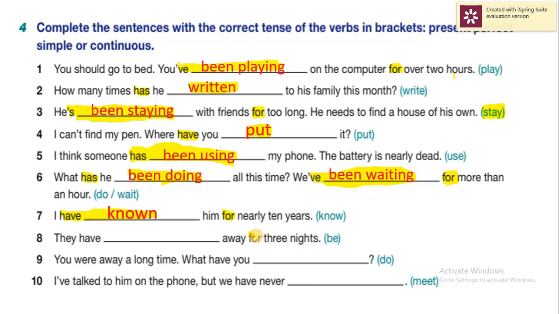For, and this is for, present perfect continuous. We come to the verb, it is be. Be. Why add an ing? By no means. We can't. Now here it is they have, and here it is been. They have been away, which means went. For 3 nights.